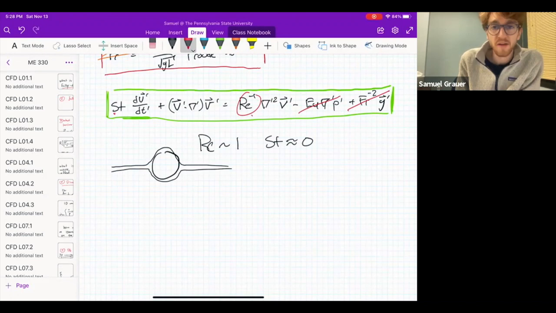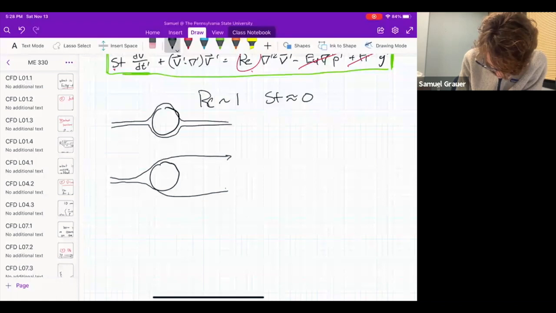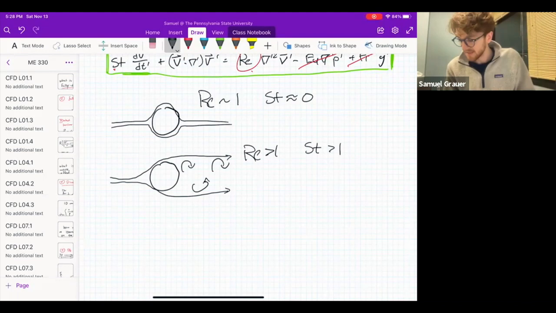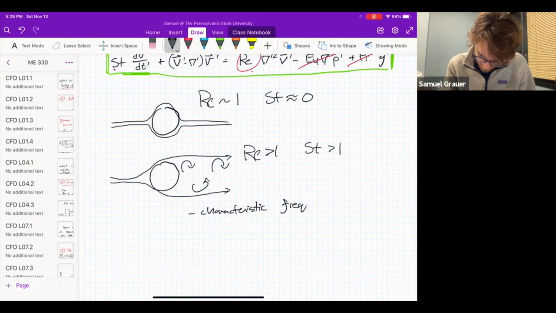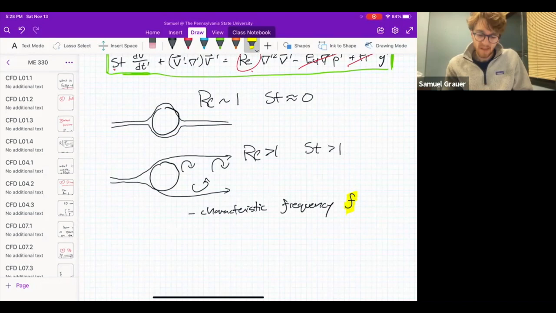In another case, we're going to have a wake develop over the flow, and you're going to get vortices and dynamic features. In this case, we're going to have Re greater than 1, and that means this is going to have to be balanced by a Strouhal number that is greater than 1, such that the overall effect of those terms can balance each other out dynamically. And when that's the case, we're going to have a characteristic frequency f, which is going to be related to the vortex shedding frequency, to the creation of these swirling features in the wake. These are the basic conceptual tools that we need to understand and analyze the simulations that we're going to do in the next test.